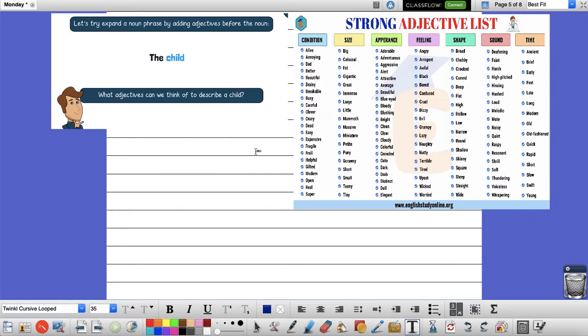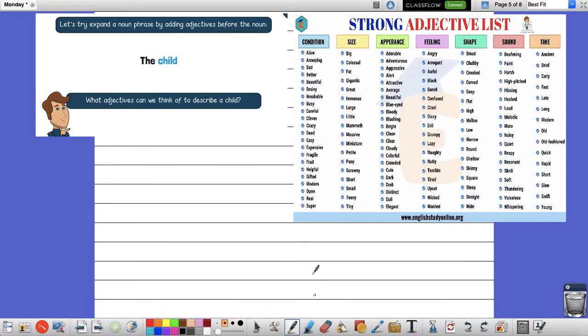Okay, so we're going to start off with a determiner, and I'm going to continue with the determiner the. So, get my pen. Right, so we're going to start with the. Now I want two adjectives to describe my child, and I think I'm going to use either feeling ones or personality ones. And I want to say how adventurous my child is. So I'm going to put brave.